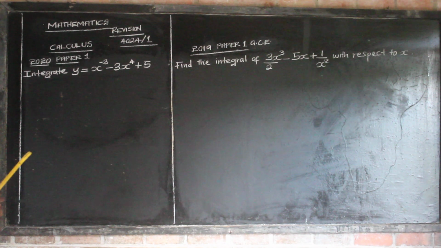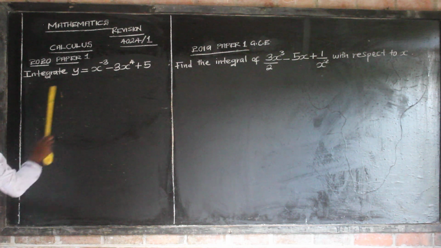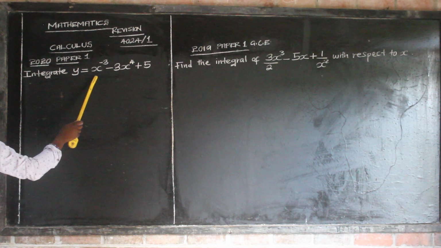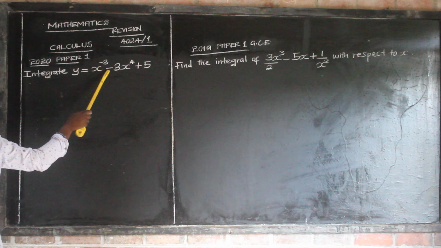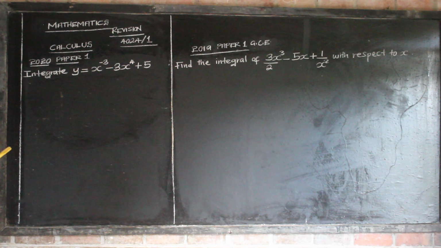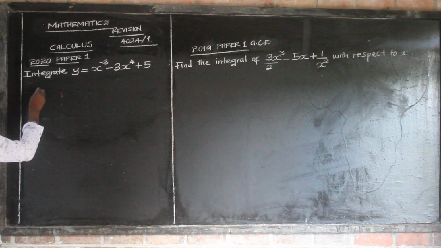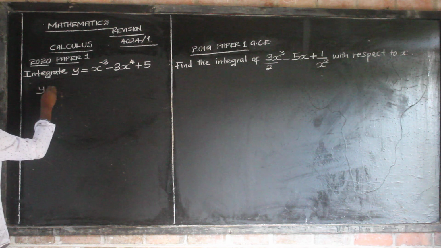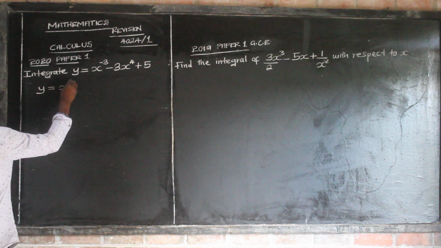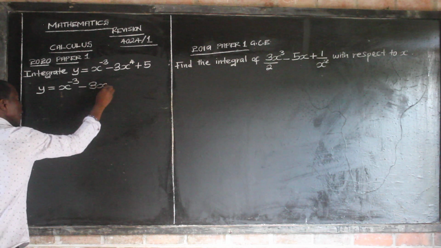So let's look at 2020 paper 1, a question on calculus. It said integrate y is equal to x to the power negative 3 minus 3x to the power 4 plus 5. So they want us to integrate this expression or this function. The function is given by y is equal to x to the power negative 3 minus 3x to the power 4 plus 5.